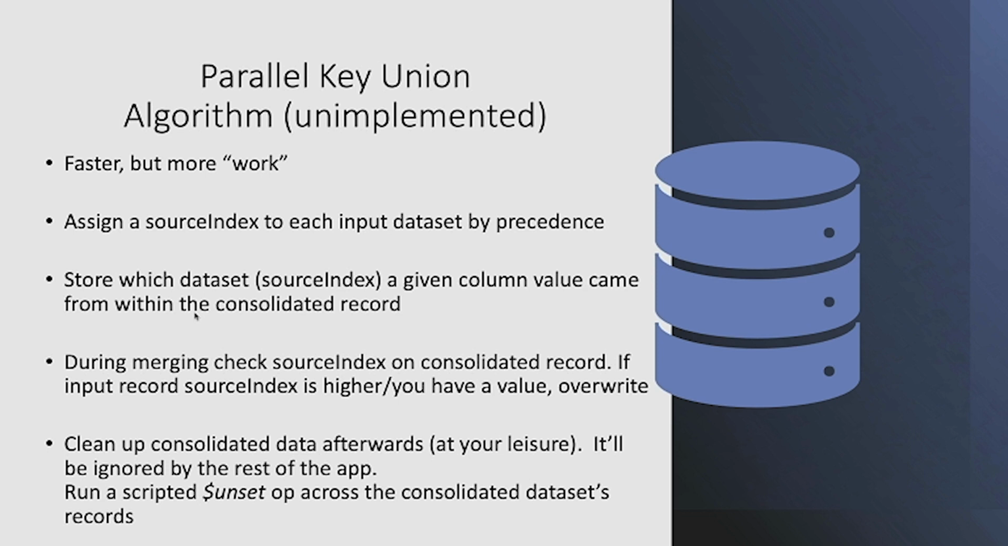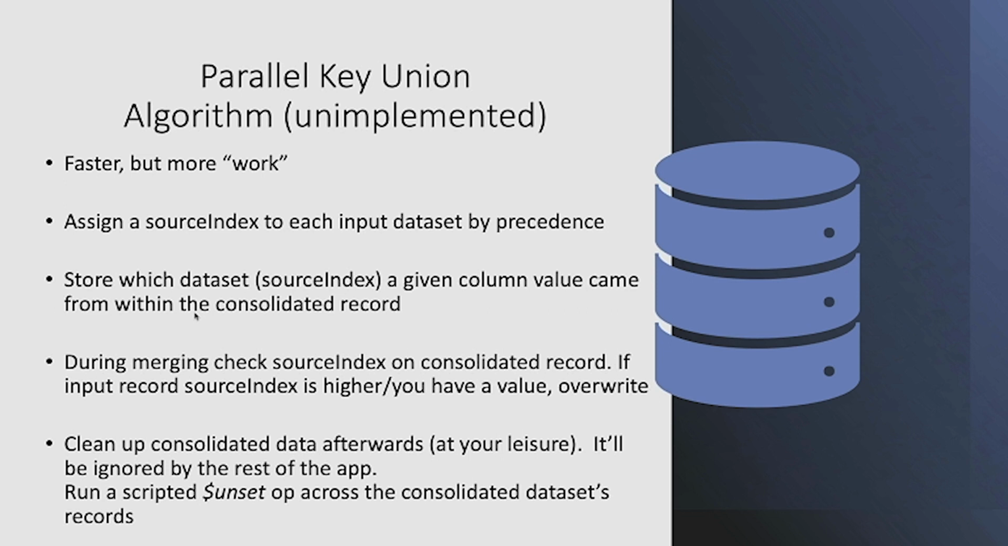Assign a source index to each input data set by precedence, and store which data set a given column value came from within the consolidated record. We're using Mongo for all of this, so the schema within the consolidated data set is dynamic. So we can add this instrumentation data as we go in the consolidated data set. And then during merging, just check to see if the data set that you're consolidating from is a higher precedence than the value that's already in there. If it is a higher precedence, then do an overwrite. If it isn't, keep the value that's in your consolidated data set.